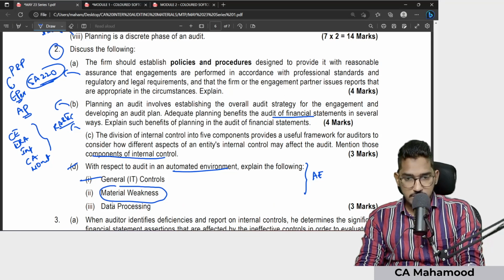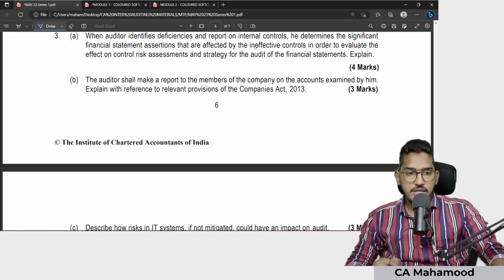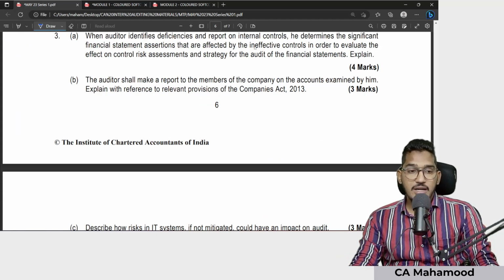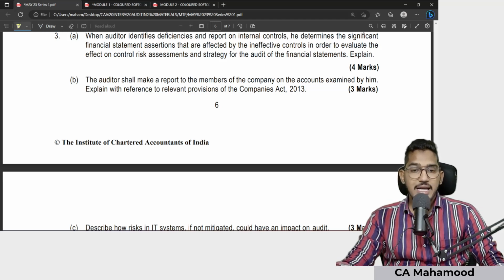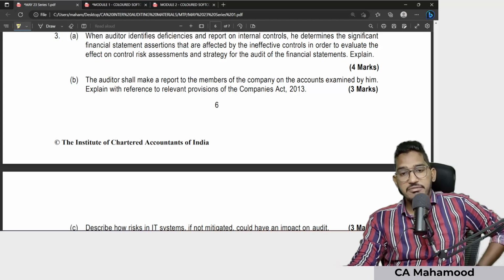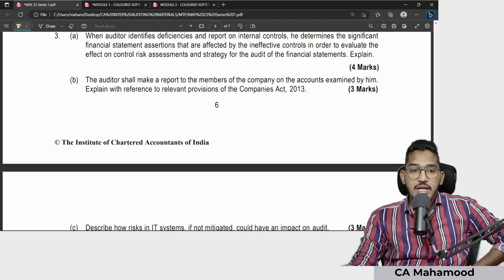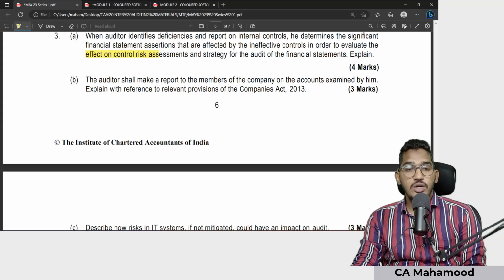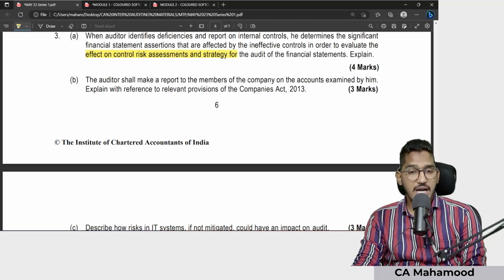Now let us have a look at the third question. Question number 3 we will have a look now. So what is question number 3? 3A. When the auditor identifies deficiencies and reports on internal control, he determines the significant financial statement assertions that are affected by ineffective controls in order to evaluate the effect on control risk assessment and strategy for the audit of financial statements. Explain.